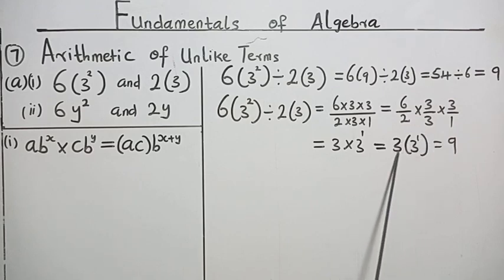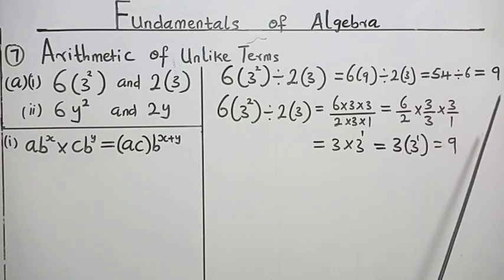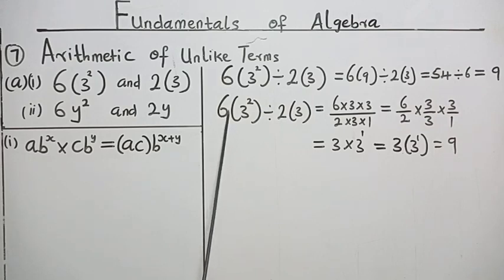If you say 3 times 3 to the power 1, the answer is equal to 9. The same 9 we got using the default method. And now we have used the alternative method, the same answer, 9, is gotten.